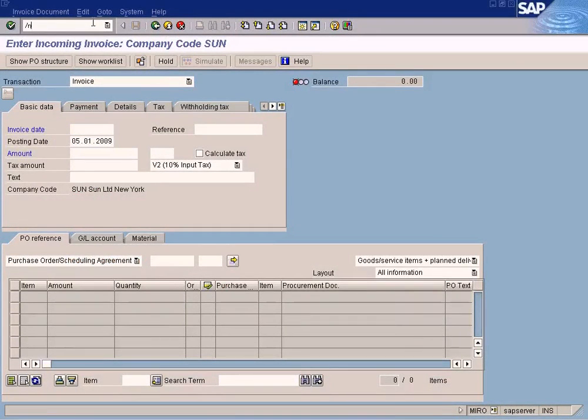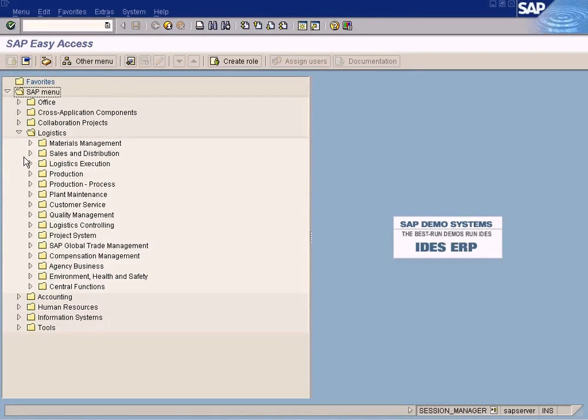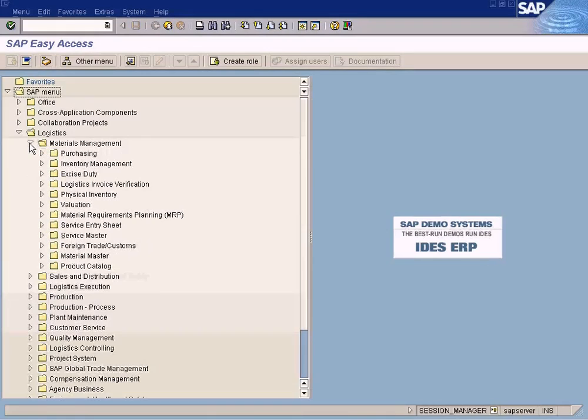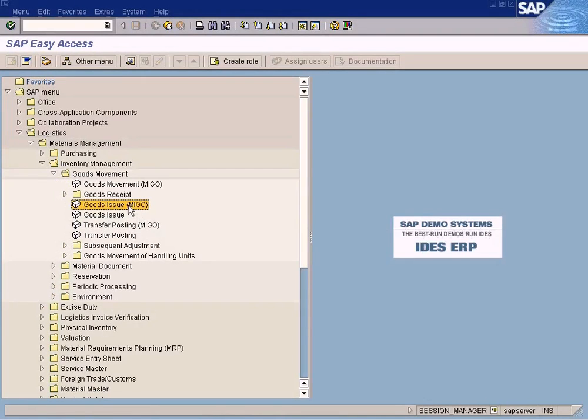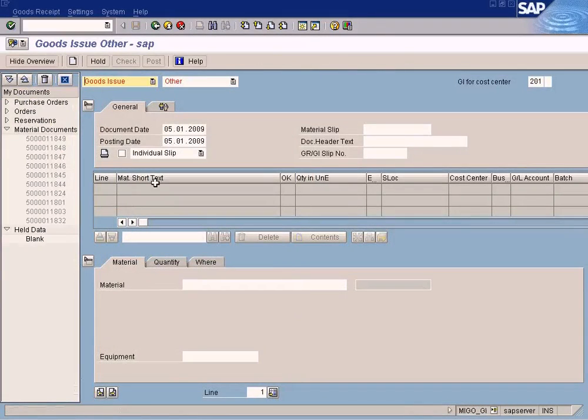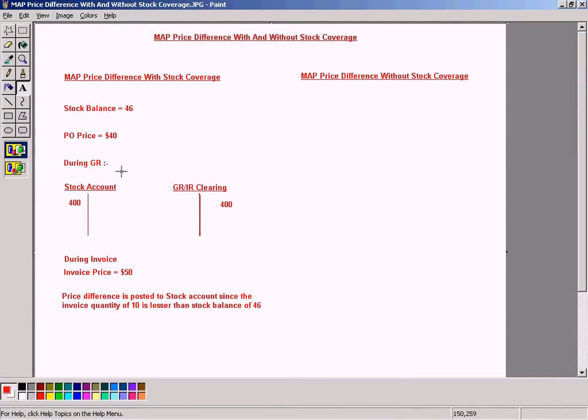So let us do that now. I need to use this transaction here. To do that, logistics, material management, inventory management, goods movement, goods issue. I would use this screen to actually post the goods from the inventory balance to own consumption account.